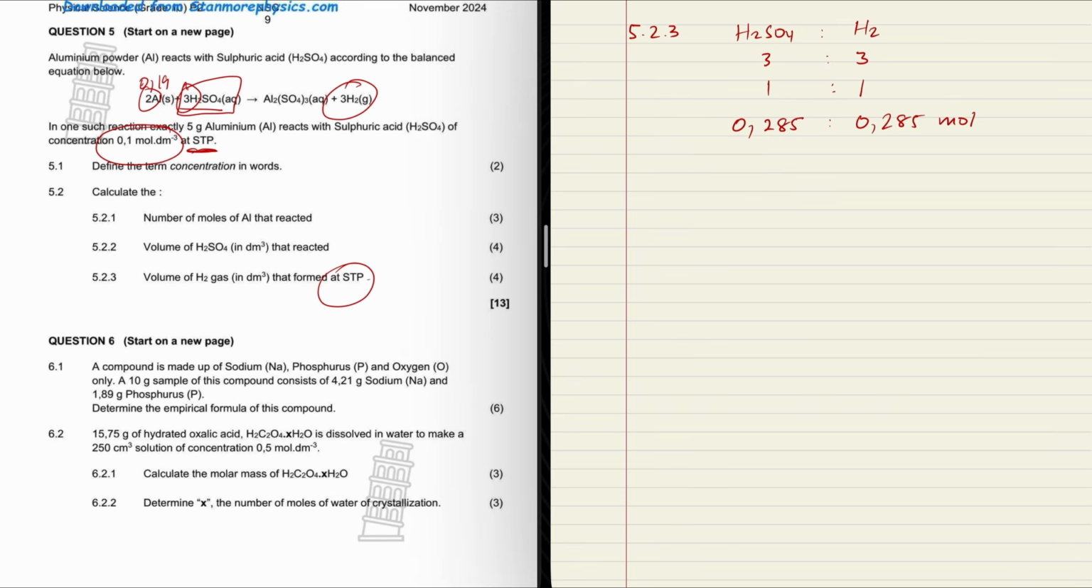Now, since this is at STP, I can say n is equal to V over Vm. 0.285 is equal to V divided by 22.4. Then V is equal to, now we cross multiply, we'll get 6.38 dm cubed.